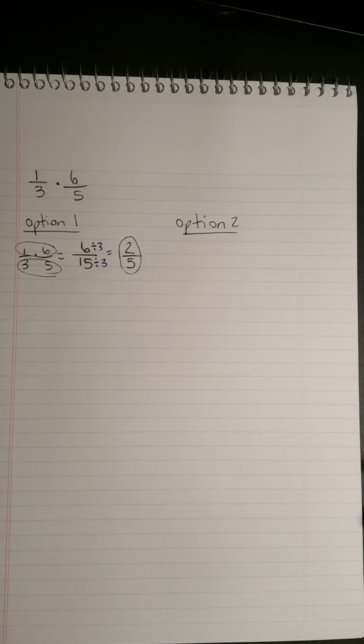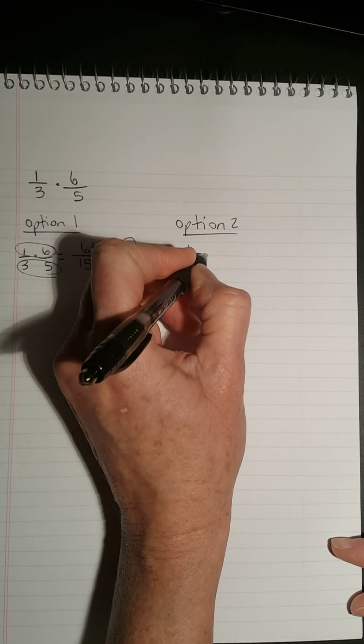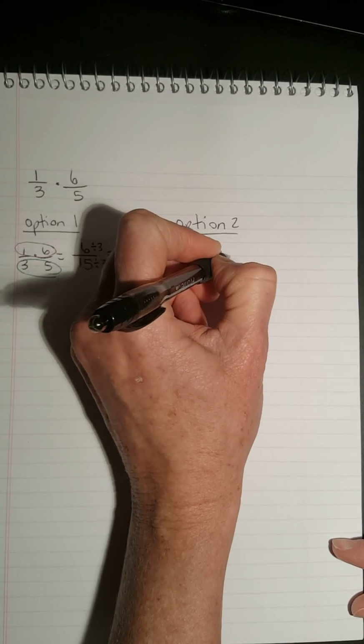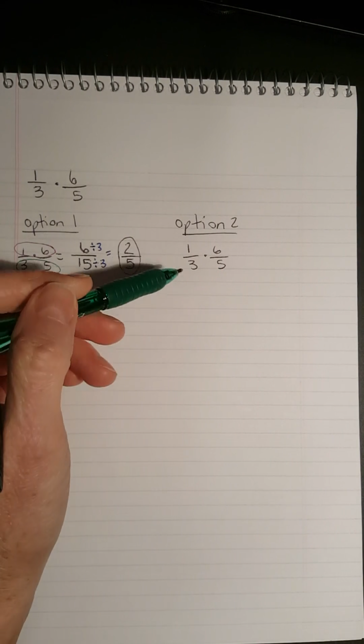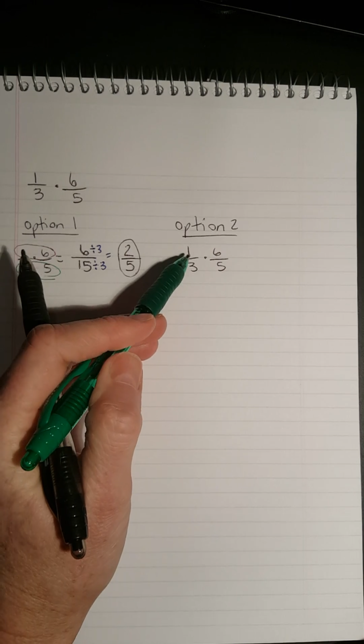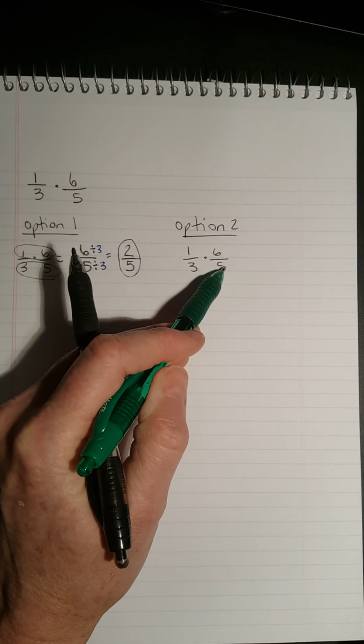Okay, so if we're doing option number 2, again, I'll write out the problem. 1/3 times 6/5. And simplifying in the problem, what you want to do is look at cross simplification. So that means that I'm looking for factors that I can simplify diagonally.